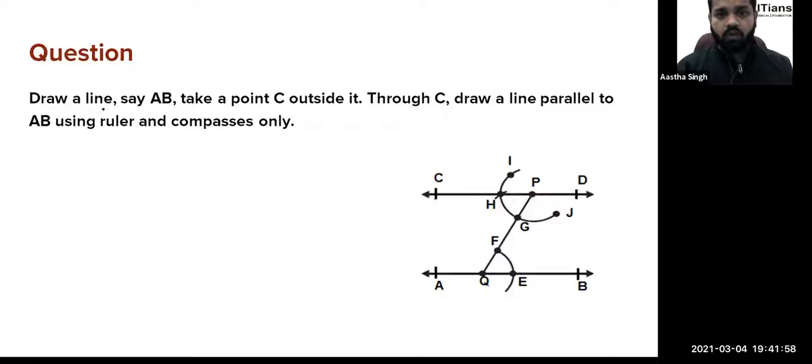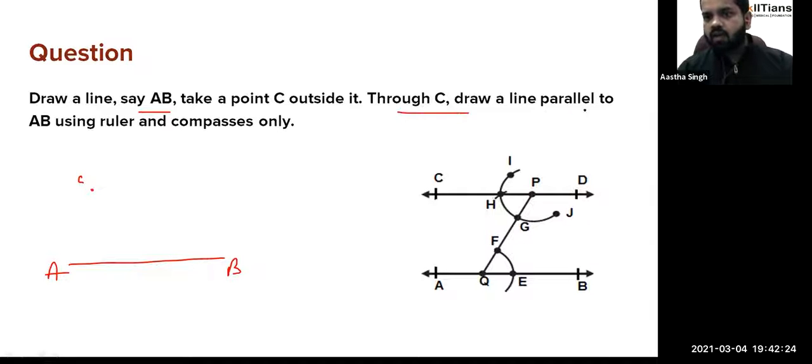So guys, the important one: draw a line, say AB. Take a point C outside it, any point C. This is what the question says. Through C, draw a line parallel to AB. You have to draw a line parallel to AB which passes through that point C.